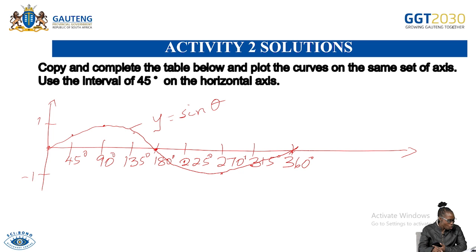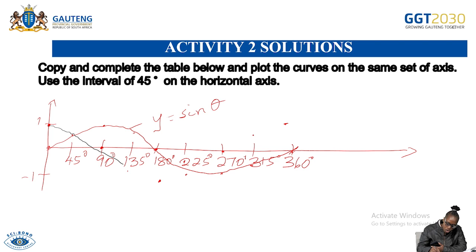And your y equal to cos theta will start at positive 1. Remember, sine started at 0, so cos starts at 1. And cutting your x at 90, going down at 135, and curving at 180 at negative 1, back again at 225 and cutting at 270 and 315 over there and ending there, meaning you will see your curve of cos x going this way.